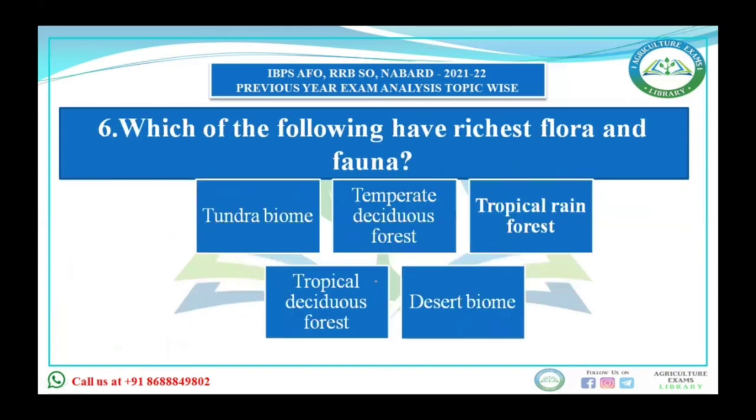Now, which of the following have highest flora and fauna? First is tundra biome. Second is temperate deciduous forest. Third is tropical rainforest. Fourth is tropical deciduous forest, and last is desert biome. Of course, answer is tropical rainforest. Tropical rainforest lies on the equatorial region around the earth. In India, generally tropical rainforest is found in eastern Himalayas and western Ghats. If you talk about the states, it is found in Assam, West Bengal, Kerala, Andaman.